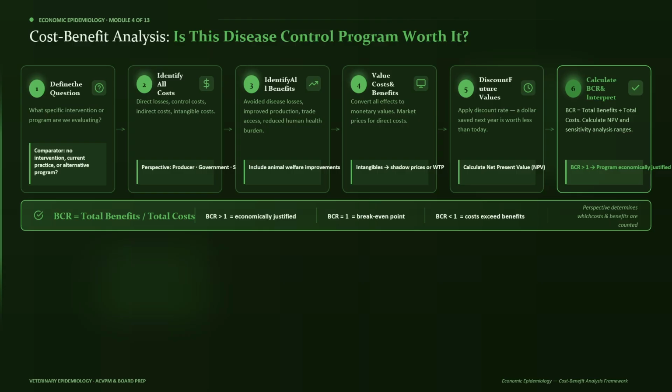Steps 2 and 3, identify all costs and all benefits, including avoided losses and trade access. Step 4, value them in dollars, using shadow prices for things without market values. Step 5, discount future values. A dollar saved next year is worth less than one today. And step 6, calculate the benefit-cost ratio. If it's greater than 1, the program is economically justified. Equal to 1 is break even, less than 1 means the costs win.